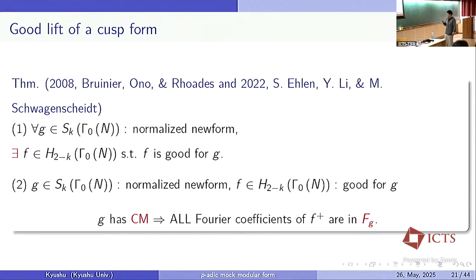And we have two results related to good lift. First, let g be in S_k(Γ_0(N)) and a normalized eigenform. Then there exists a harmonic Maass form F such that F is good for g. And furthermore, if g has complex multiplication, then all Fourier coefficients of F^+ are in the Hecke field F_g. So we only require the algebraicity of the non-positive part, but if g has CM, then all Fourier coefficients are algebraic.